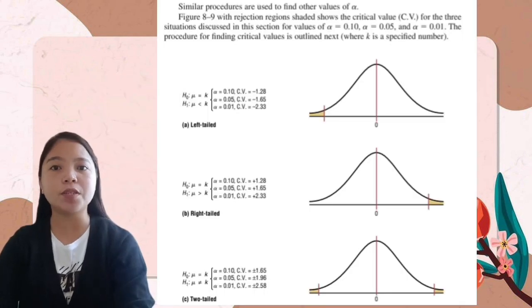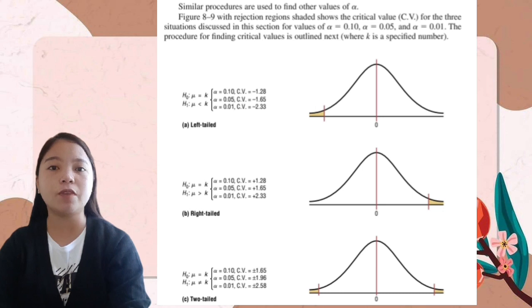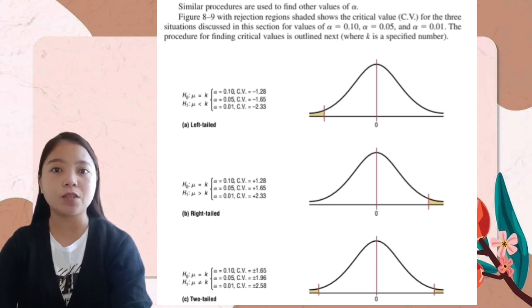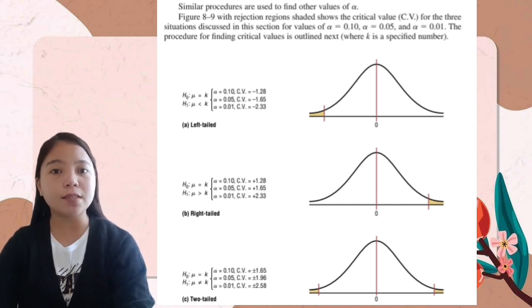So these are the other similar procedures used to find the other values. The table with rejection regions shaded shows the critical value, or CV, for the three situations discussed in this section, for alpha values of 0.10, 0.05, and 0.01. The procedure for finding critical values is outlined next, where k is a specified number.